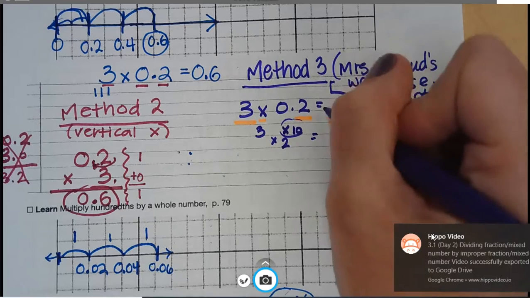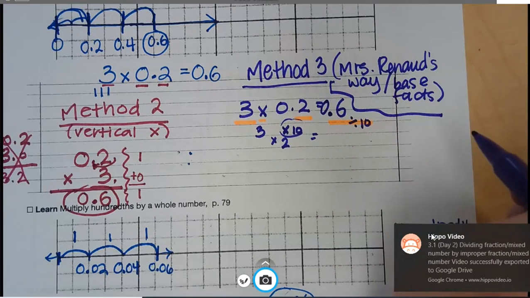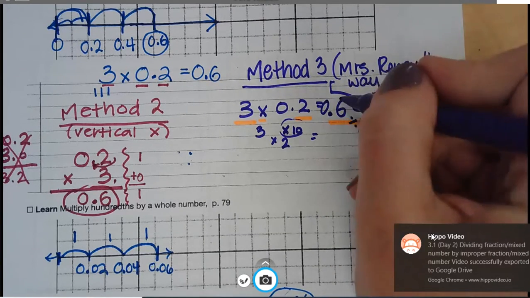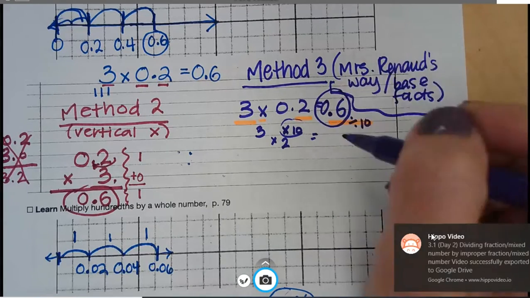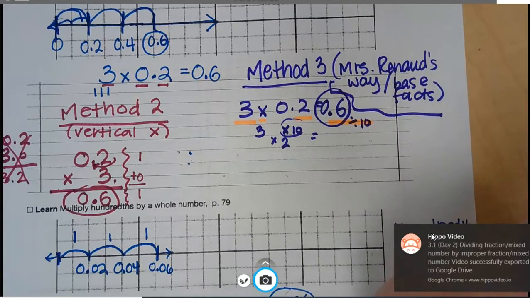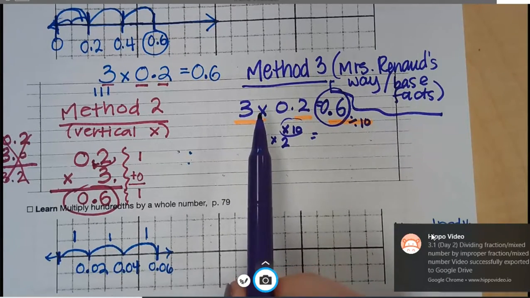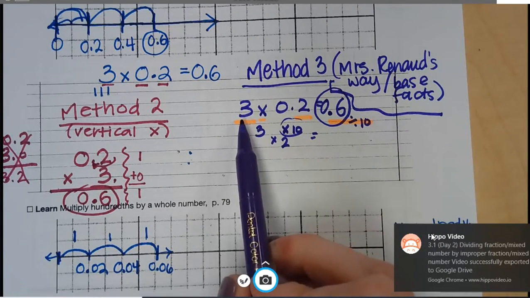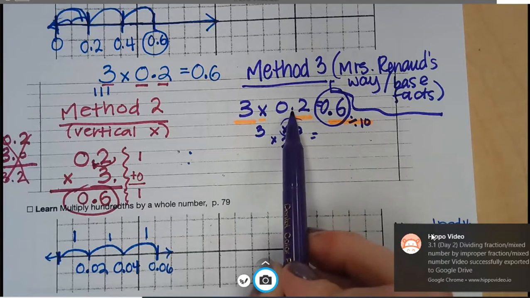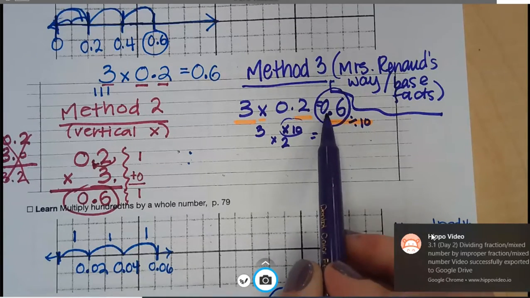Okay, this is a mental math way of how to solve this problem. So when you look at this, you should be able to quickly see that 3 times 2 is 6 and that there's 1 decimal place in and 1 decimal place in. You can see the same thing when you multiply vertically. 2 times 3 is 6. It has 1 decimal in, so you move the answer with 1 decimal place in.